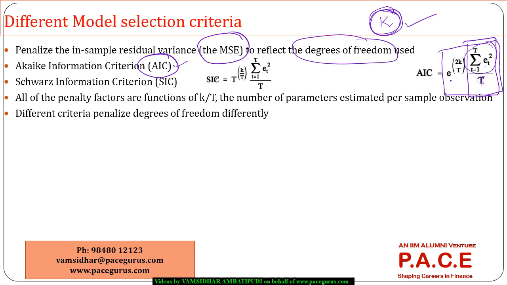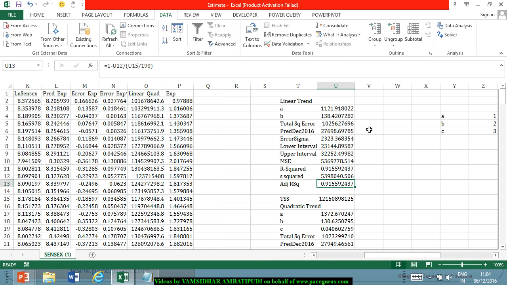The mean squared error, I am multiplying it with e to the power of 2k by t. That is what is the AIC. Here k is the number of parameters, right? So in case of the linear model and exponential model, k is 1, and in case of the quadratic model, it is 2, right? That's how I am getting my AIC.